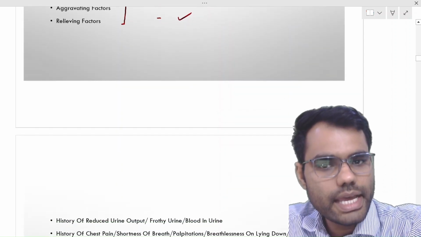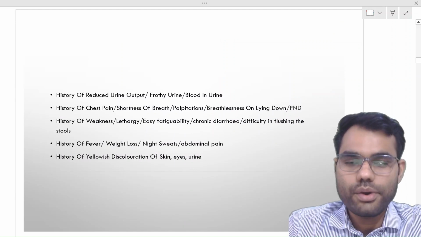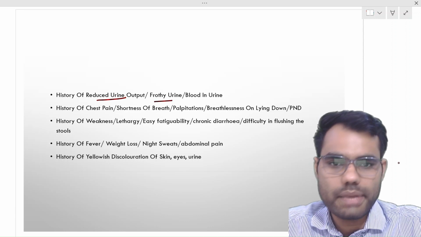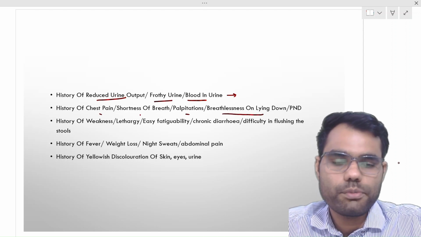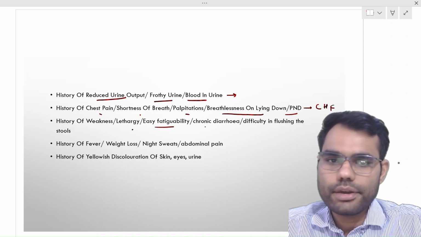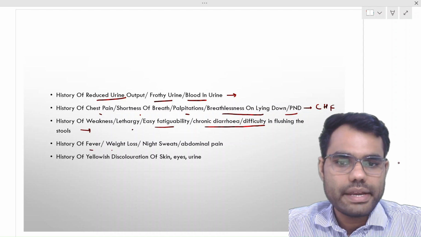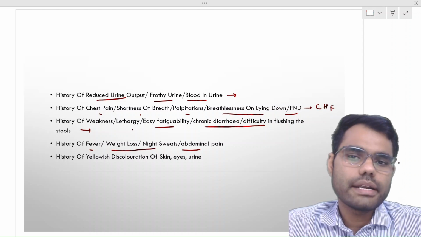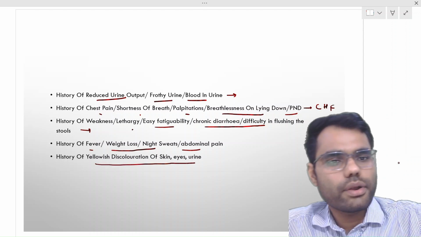After describing this chief complaint, we have to localize whether this abdominal distension is because of congestive heart failure, nephrotic syndrome, anemia, or a chronic liver disease, right? So we should ask about the associated history of reduced urine output, frothy urine, blood in urine for nephrotic syndrome; history of chest pain, shortness of breath, palpitations, breathlessness on lying down, paroxysmal nocturnal dyspnea for congestive heart failure, right? History of weakness, lethargy, easy fatigability, chronic diarrhea, or difficulty in flushing of the stools for anemia and malabsorption syndromes. History of fever, weight loss, night sweats, abdominal pain for tuberculosis, abdominal tumors, and pancreatitis, right? And history of yellowish discoloration of skin, eyes, urine for chronic liver disease.